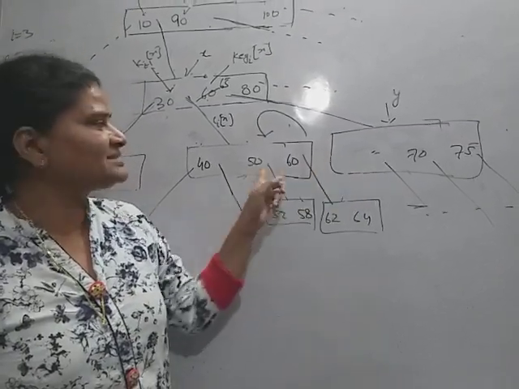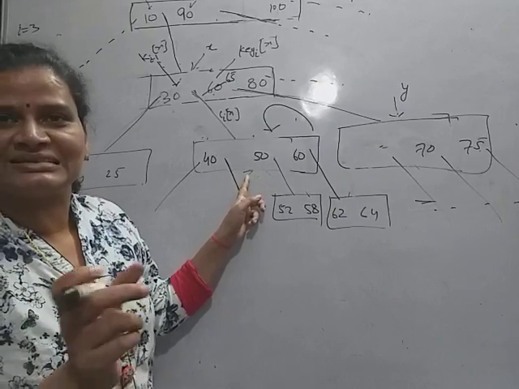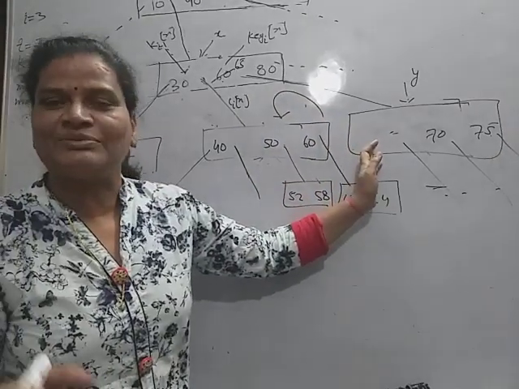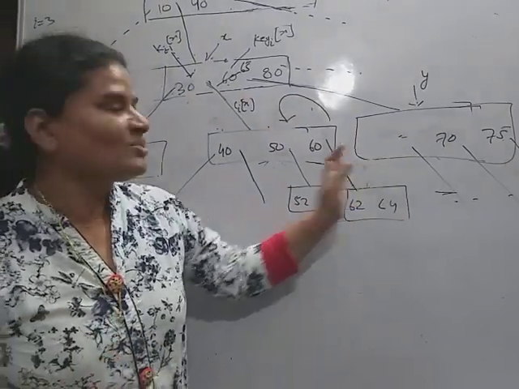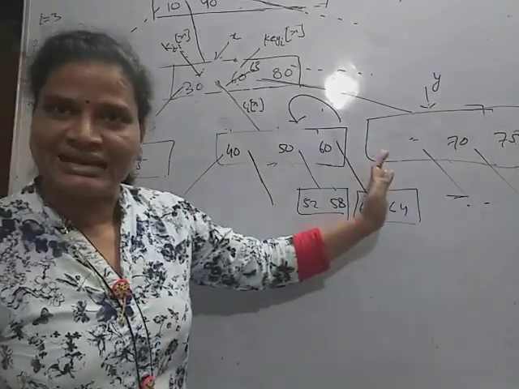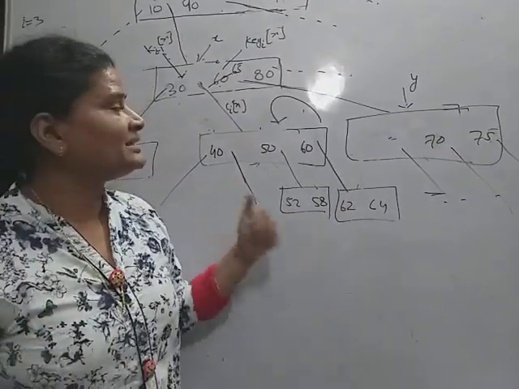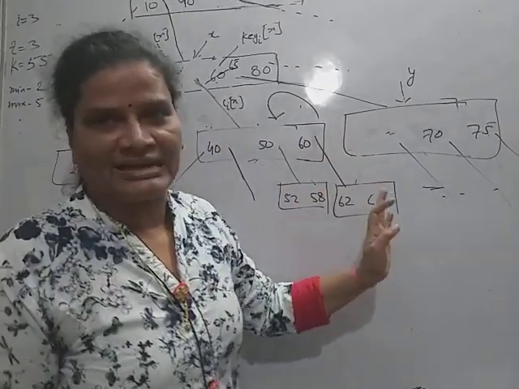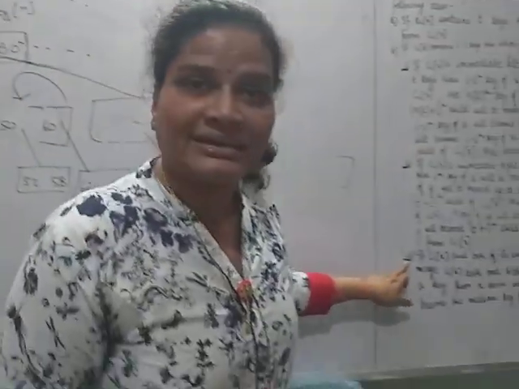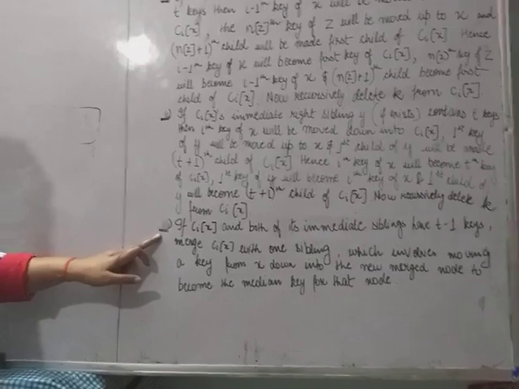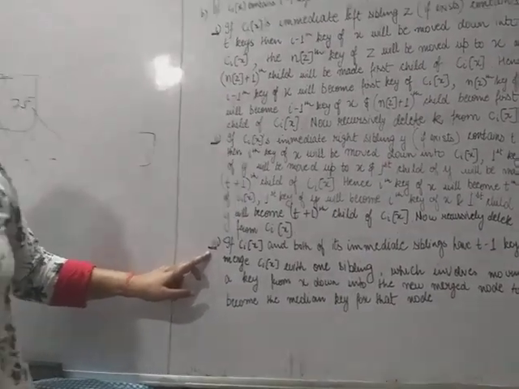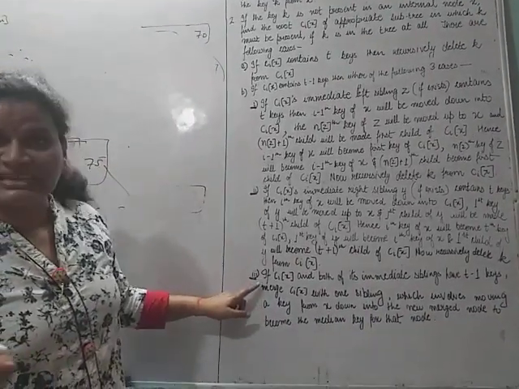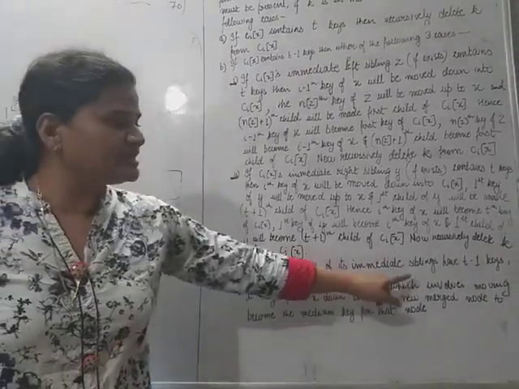So simply, CIX is taking one key either from its left sibling or from its right sibling, depending on which one contains T keys. If the immediate left sibling and right sibling both contain T keys, then the algorithm can select either one. But now the third case: suppose neither its immediate left nor right sibling contains T keys. If CIX and both of its immediate siblings have T minus 1 keys.